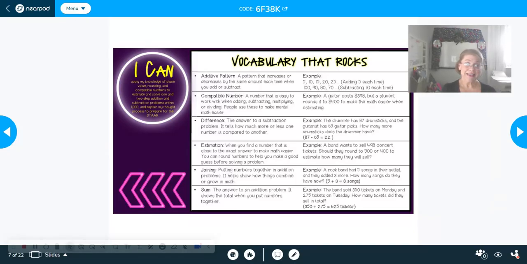Some of the definitions are going to stay the same. Some are, but we're adding additive pattern. Another difference is instead of having real world examples, there are examples. So not real world, there are examples.